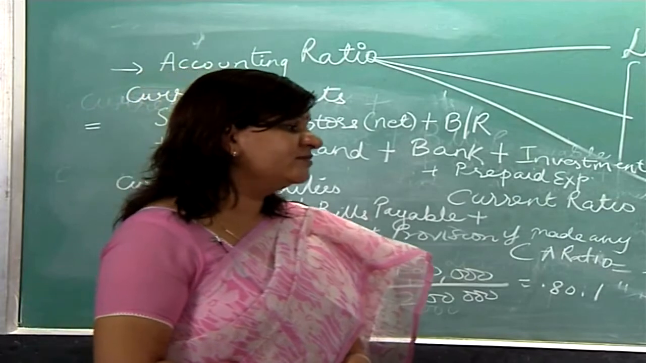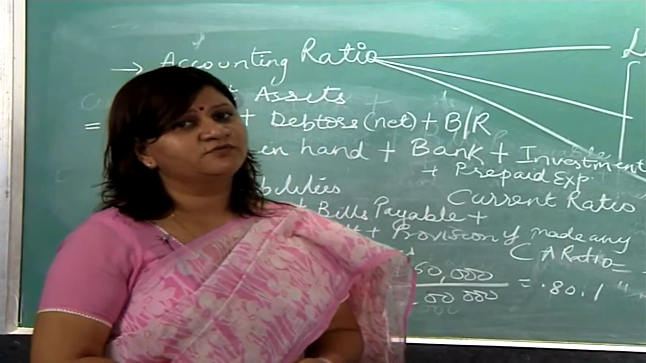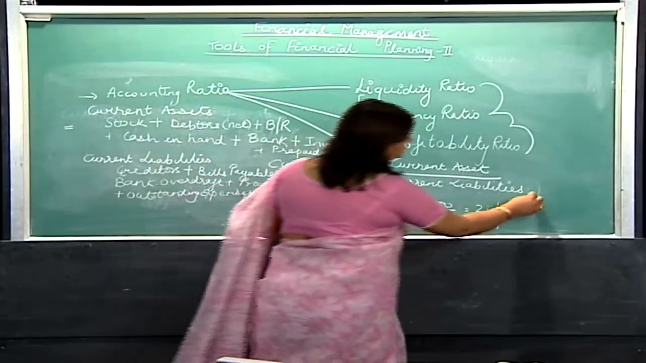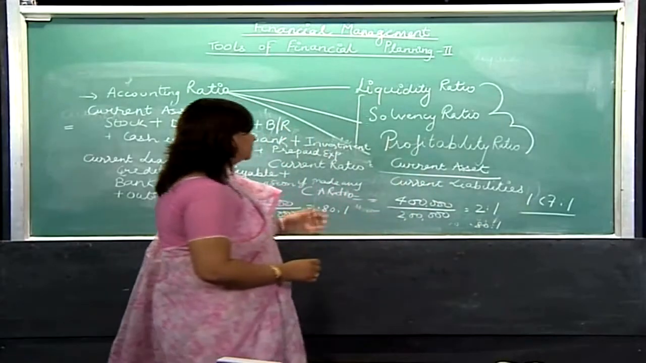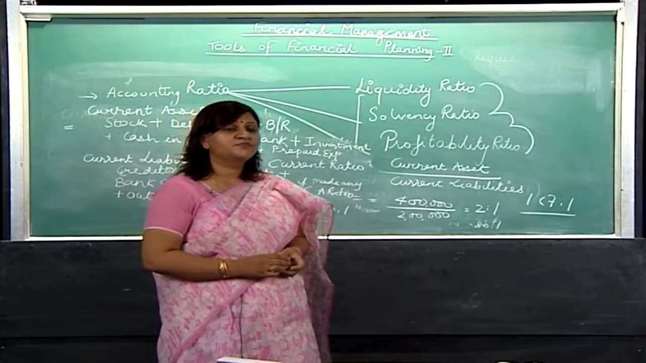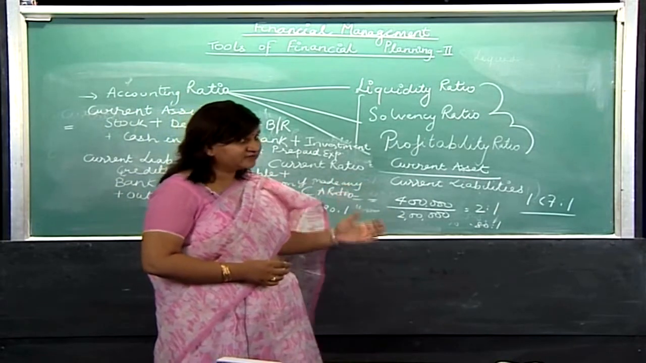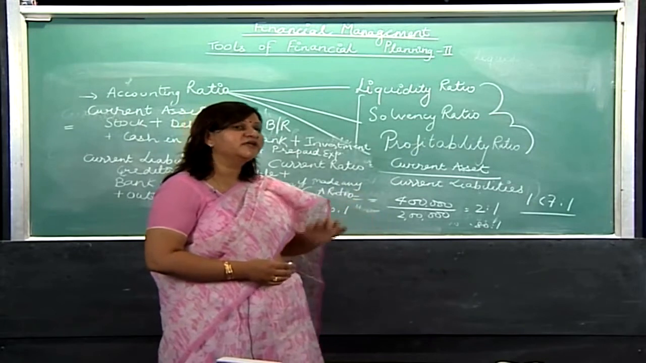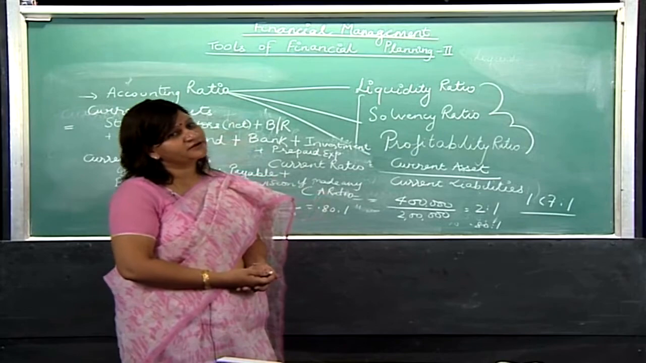Now, the RBI committee has suggested a ratio lower than 2:1, which is 1.67:1. So, this is the format by which we are going to prepare the current asset ratio. This calculation is very easy and it's very rational to evaluate the short term financial position of our company.